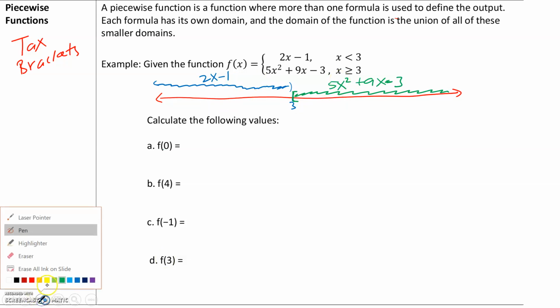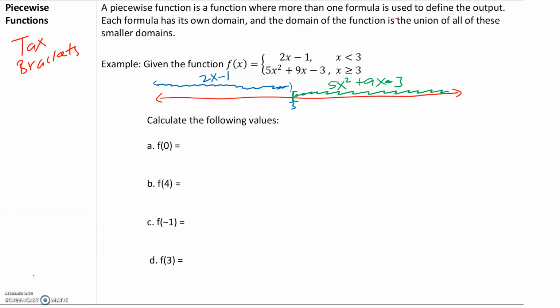So let's start with the first one. We want to find f of 0, which means we want to find the value of the function, the output, when x equals 0. And we learned in the previous section that the parentheses always contains our input. So in the first case, our input, or our x value, is equal to 0. Now we have to determine, for x equals 0, which function do we use? Do we use 2x minus 1, or do we use 5x squared plus 9x minus 3?